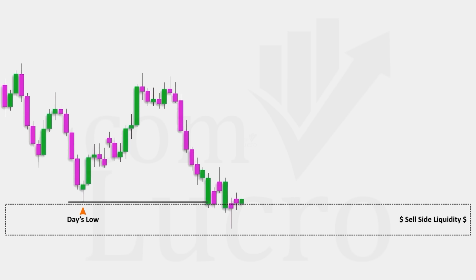Similarly, in the bullish scenario, the logic simply inverts. Wait for price to sweep liquidity below the day's low during the London or New York session. A valid liquidity sweep pattern forms when price breaks below a key level and then immediately returns back inside the range, signaling that sell-side liquidity has been taken.